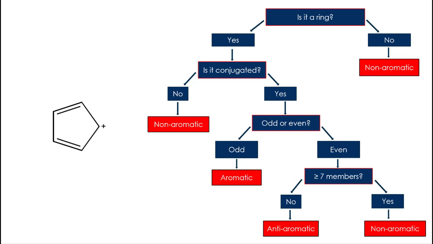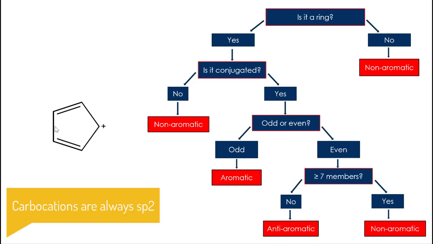Here's another example. So the first question, is it a ring? The answer would be yes. Is it conjugated? So we're looking to see this is sp2, sp2, sp2, and sp2. And then over here we have a carbocation. Remember, a carbocation is a positively charged carbon atom, which is a carbon with only 3 bonds and no lone pairs. So this would be sp2 as well. And so we can conclude that this is conjugated.